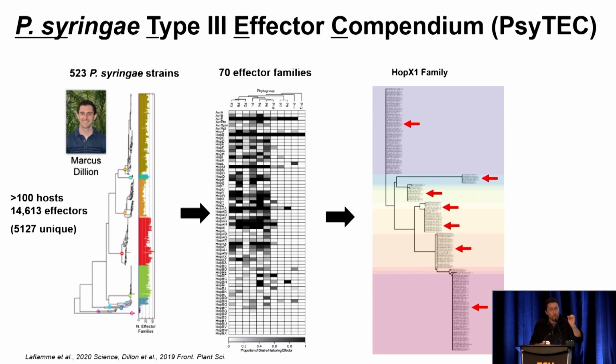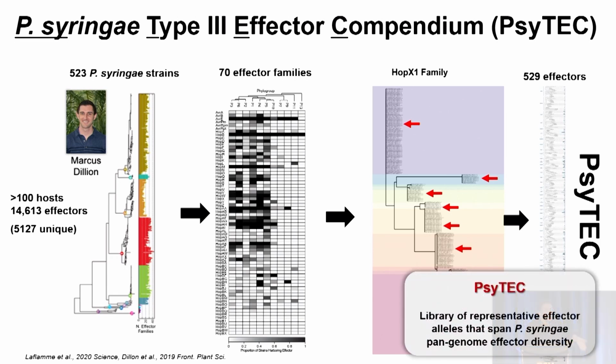And then we could choose one representative from each one of these subclades to build what we call the Pseudomonas syringae type 3 effector compendium of 530 effectors that represents basically the diversity of effectors that's found in this one pathogen. All right, so that's 530 virulence proteins that, simplified, represents all the virulence proteins in Pseudomonas syringae. And then we wanted to ask, how good is a host at recognizing this diversity, these 530 effectors?